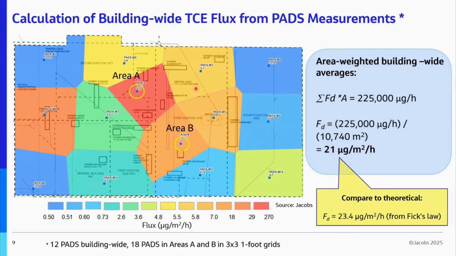So with these 14 points, again with the Thiessen polygons to divide up the area and sum it all up, we got a flux of 225,000 micrograms per hour. So this is measured flux through the pads, which was quite similar to the flux I showed you earlier. If you divide that by the area of the building again, the flux was 21 micrograms per square meter per hour, which was remarkably close to the Fick's law calculation. What that says is that the diffusion coefficient from J&E worked really well and came out to be a good representation of what was actually measured.